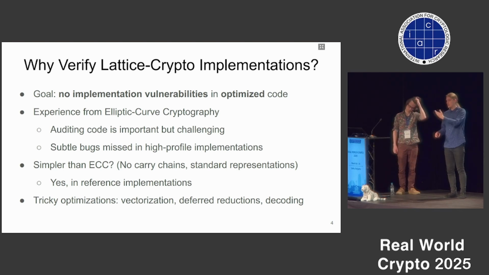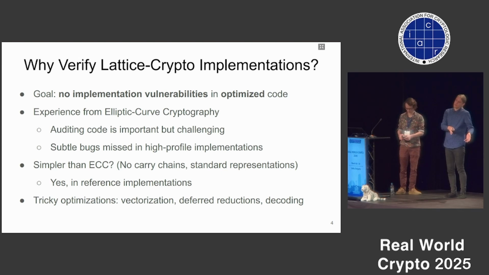Now, there is an argument that perhaps lattice cryptography is simpler than ECC, and for reference implementations, I buy that. You can write a simple ML-KEM in not that many lines of code, and it's pretty neat to review. But once you get to optimized implementations, this simplification really doesn't carry over. And there are, again, subtle things that come up.